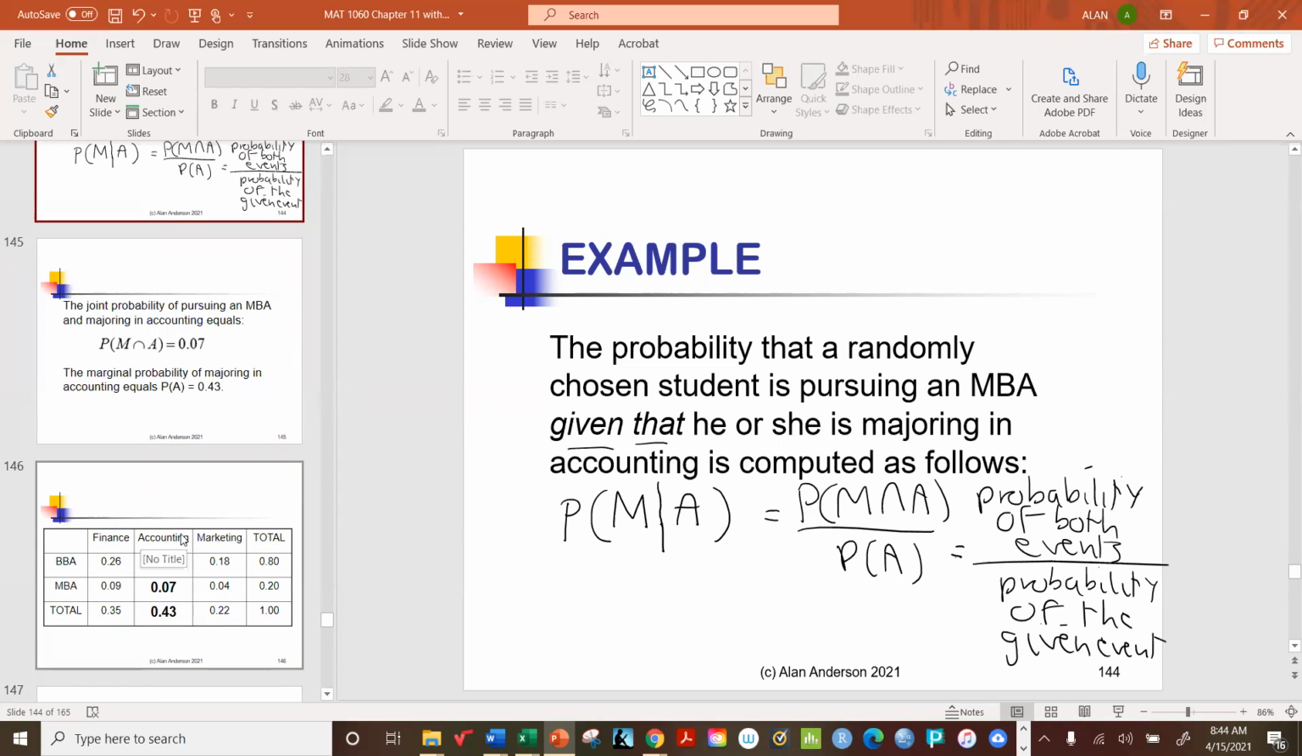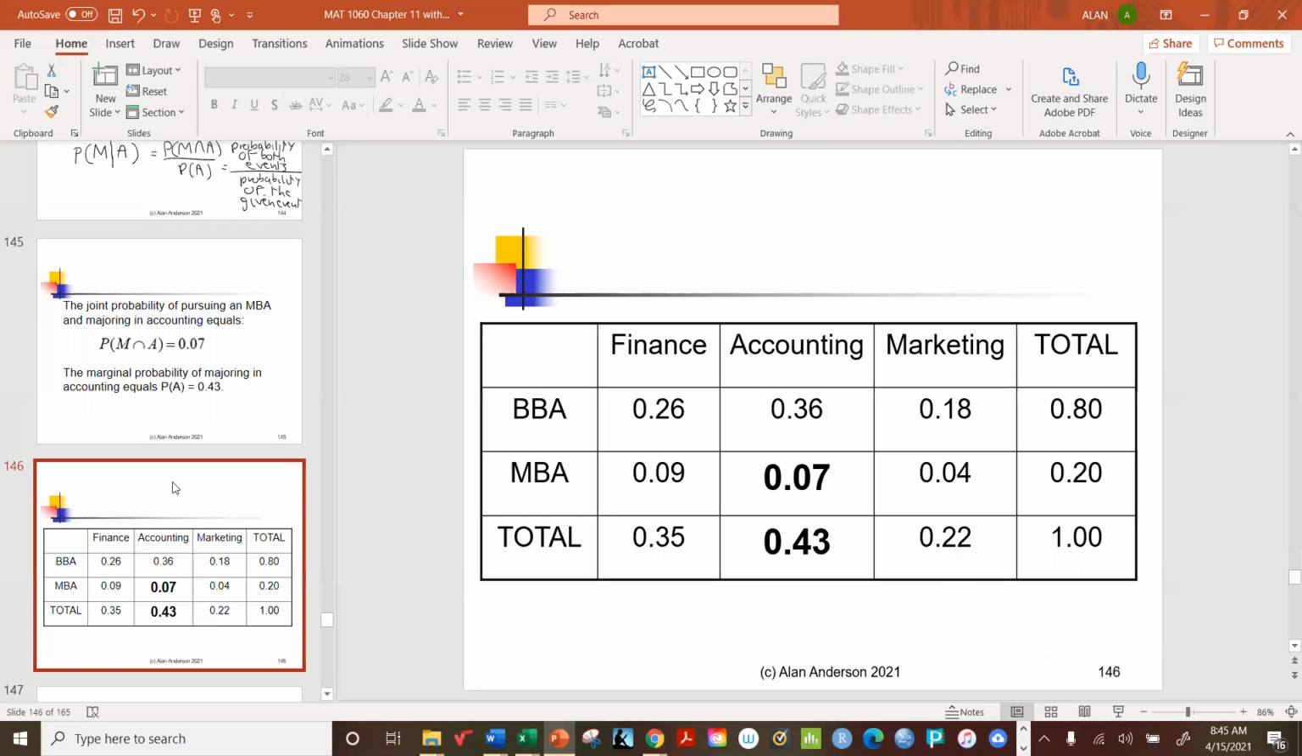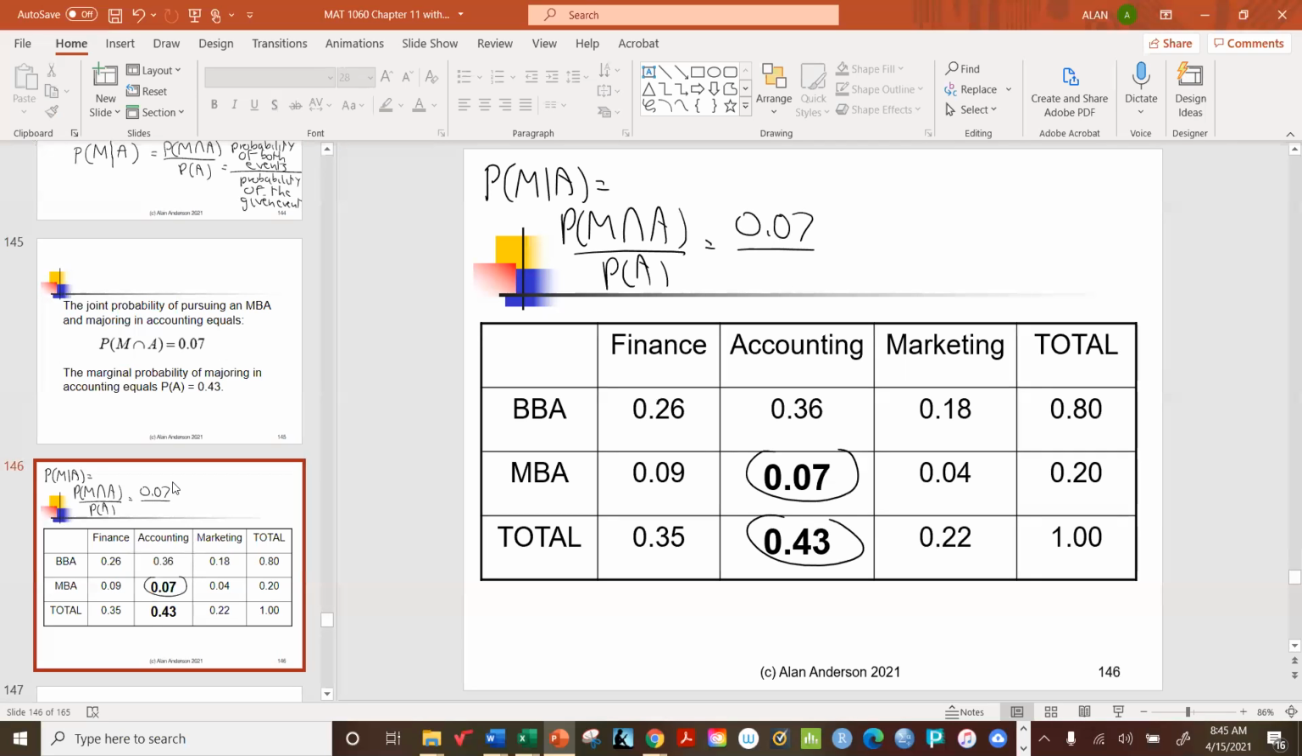All right. So once you've done a few of these, you'll realize they're really not that complicated, but you can see how this is not something you dive right into. It's a good thing we built up to this by introducing joint probabilities and unconditional probabilities. All right, so going back to the table, remember we're looking for the probability of M given A. M and A is here because that's MBA and accounting. And just plain old A is 0.43.